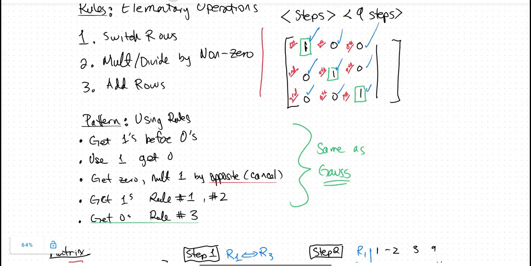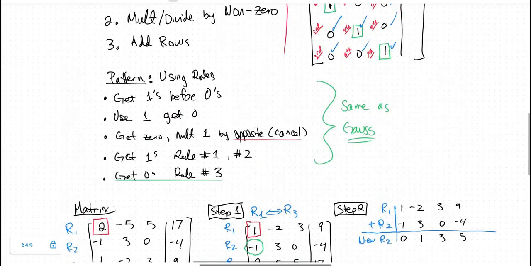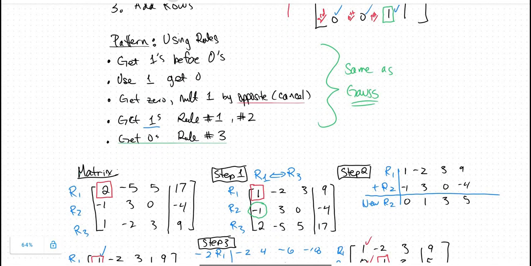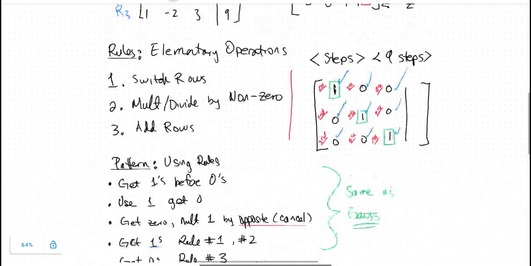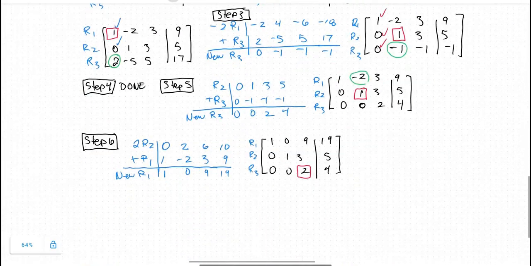Starting off with the 1. So starting off, this guy needs to be a 1. Row 1, row 2, row 3. Now, how do you get the 1s? Well, let's go back to our little pattern over here. It says that to get the 1, you need to use row number 1 or row number 2. In other words, if somebody else has a 1, you can switch. Or, if you don't want to switch, you can multiply or divide.